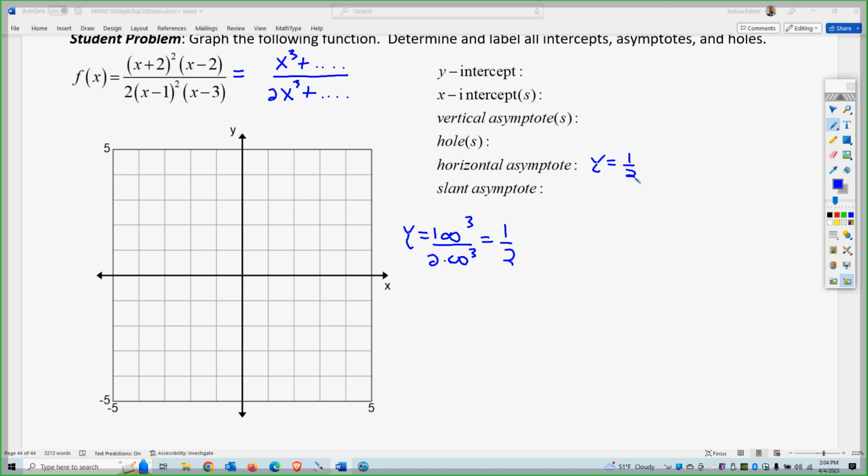Okay, so we'll go to 1/2, and we'll put a dotted line. So y equals 1/2. That means there's no slant asymptote, because there'll only be one or the other. If I look at the factors top and bottom, it appears that nothing cancels. That means there are no holes. The denominator cannot equal 0, so that happens at 1 and 3. So x equals 1 and x equals 3 are the vertical asymptotes.